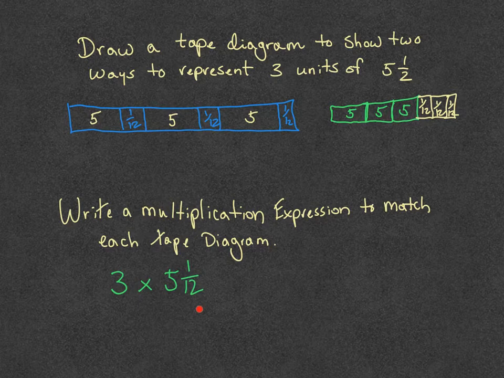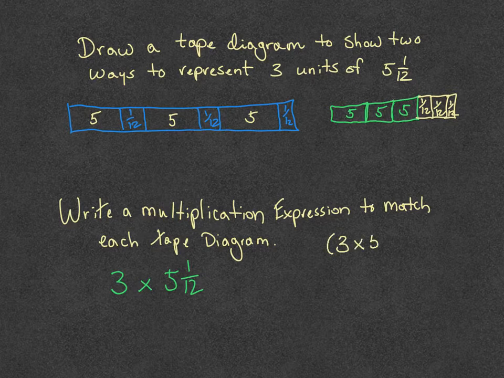But how would this look? Because the 5s are separate from the 1/12s. Excuse me, I keep saying half. I just noticed that I made a mistake up here. Let me just fix that. That's why I keep saying a half. Okay, so 1/12. So now what I want to do is I want to write a multiplication expression to represent that. And how that would look would be like this.